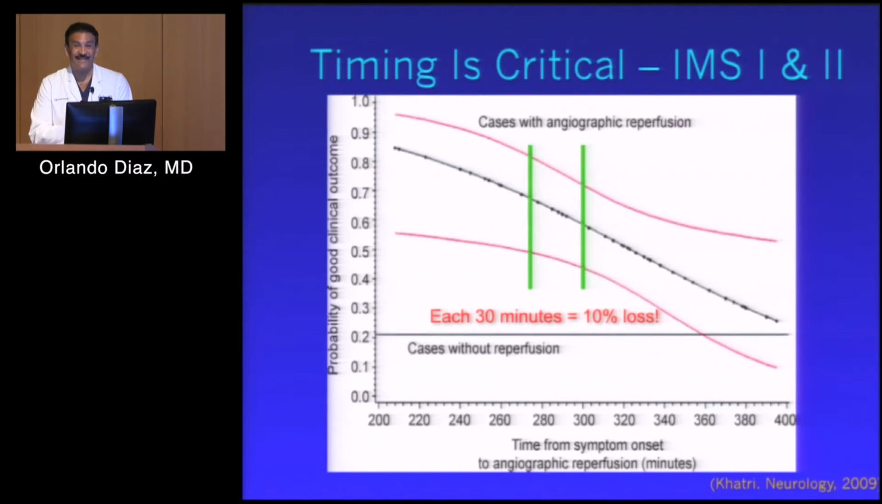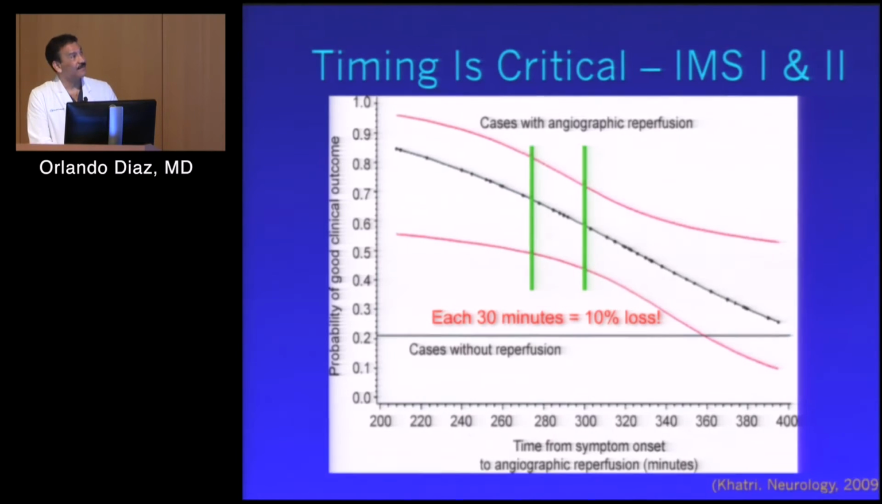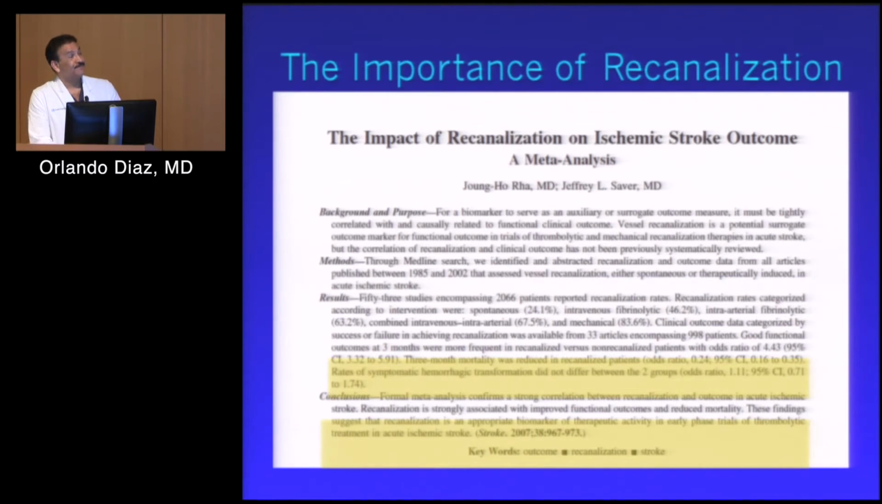Every 30 minutes, 10% of the brain is lost. Every 30 minutes. And it makes sense, but not in medicine everything that makes sense is true, but this is true.